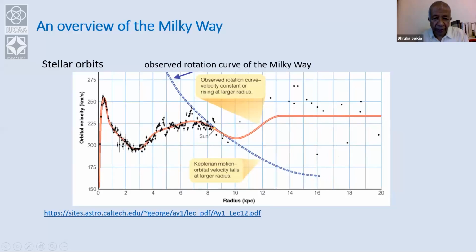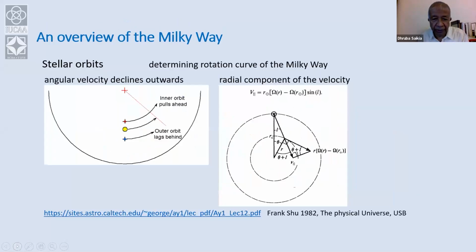There are wiggles along the way, but you can see it doesn't fall down like Kepler's. Particularly at large distances, it is nearly flat, right? And that is what leads to the existence of dark matter, as we shall see in a very short while.